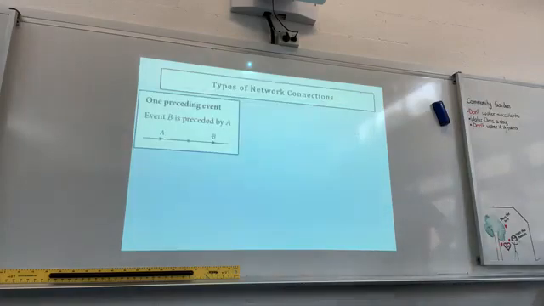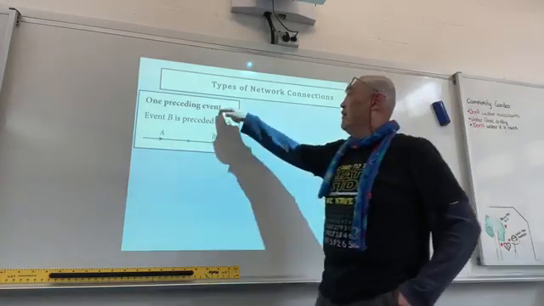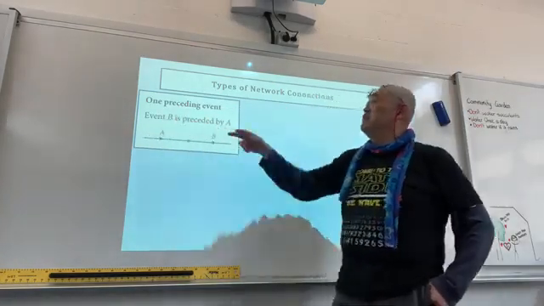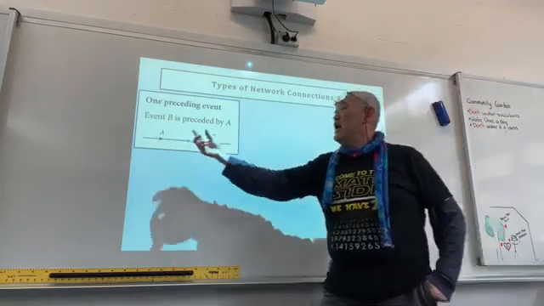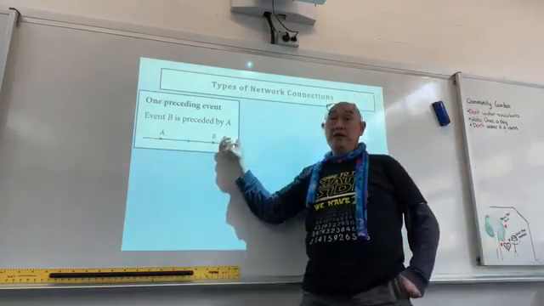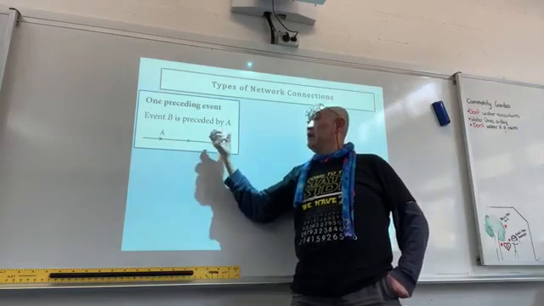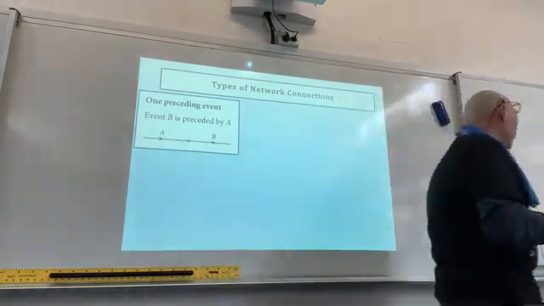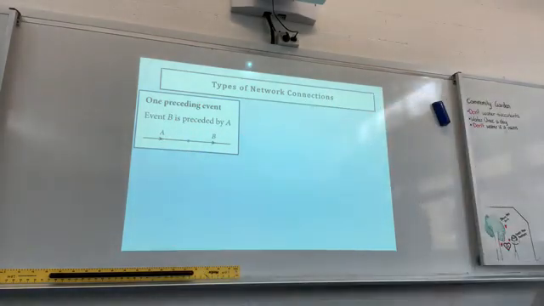Now, the type of network connection, you need to know what the word preceding event means. So event B is preceded by A, which means A must happen before B. B happens after A. So the word precede is important, or preceding event. Event B is preceded by A, which means A must happen before B.